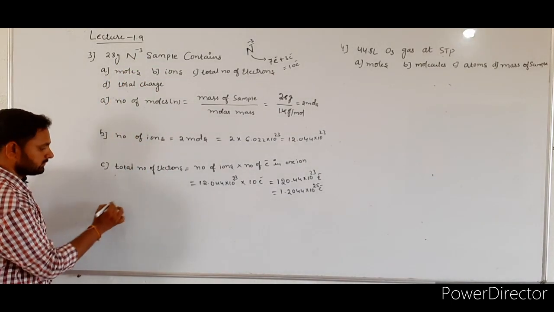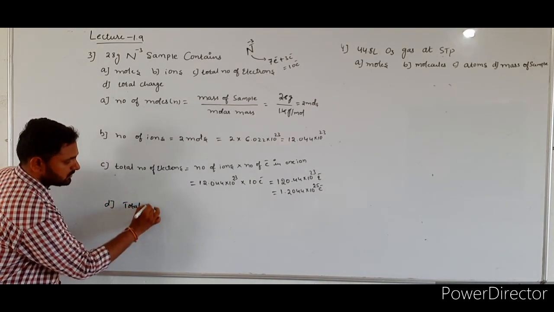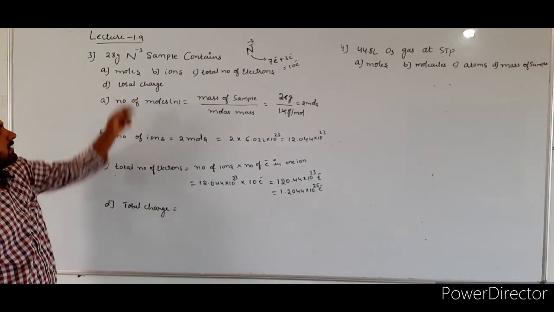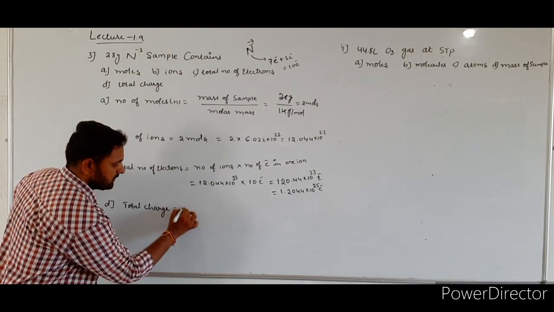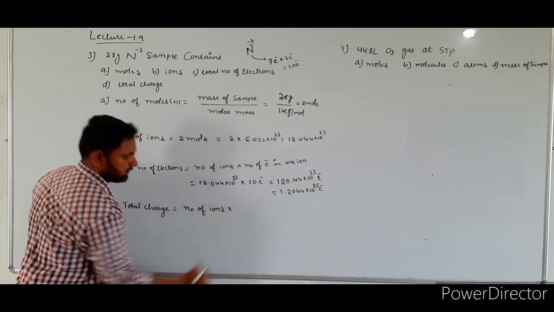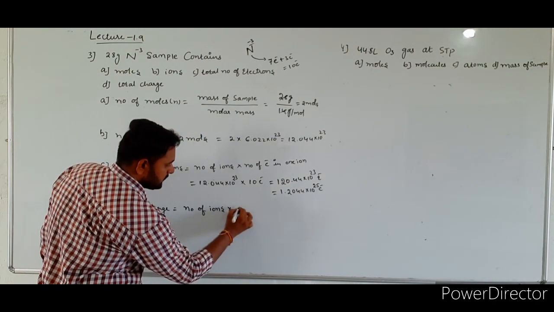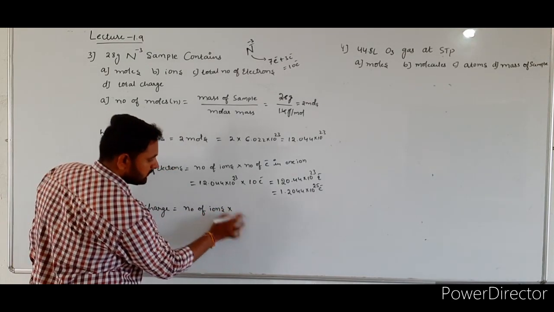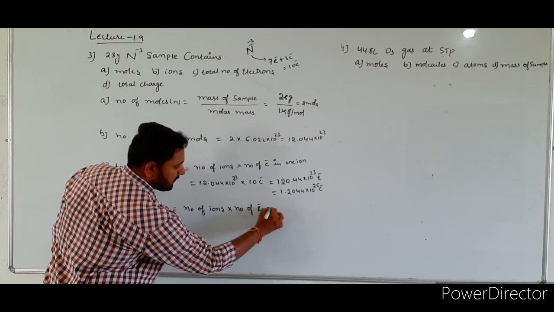Okay, next, D. Total charge. What is the total charge on the nitride ion? First, how many ions are present? Total charge is equal to number of ions into charge, which is number of ions into number of electrons on nitrogen.